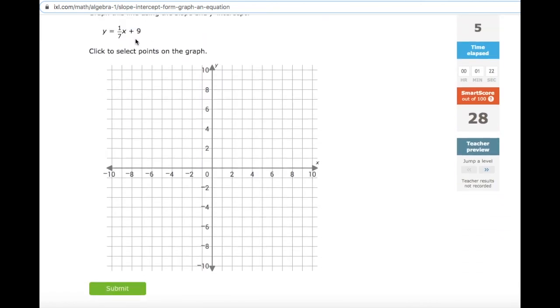Now here, 9 is your y-intercept. What is your slope? 1 over 7. Because it's positive, you go up 1 and to the right 7.